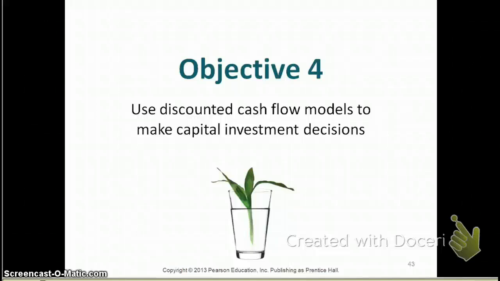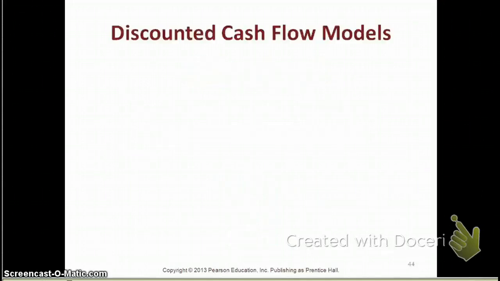Now we're going to learn how to use discounted cash flow models to make our capital investment decisions. Remember, the first two methods, the payback period and accounting rate of return, did not use discounted models, which means they did not take into account time value of money, but the next two will. The discounted cash flow models take into account the time value of money.